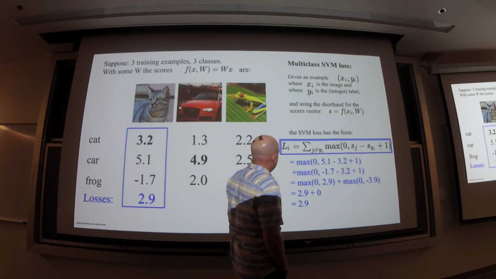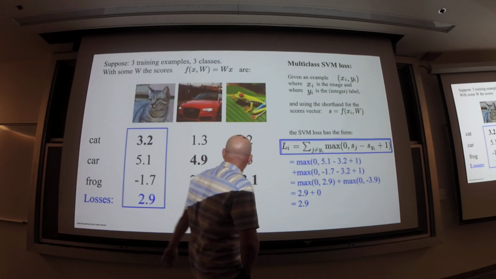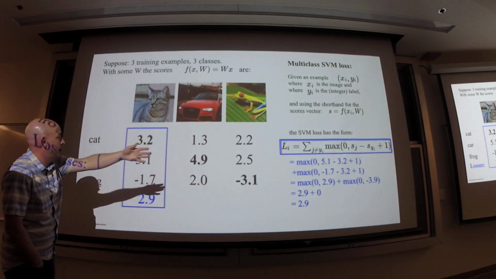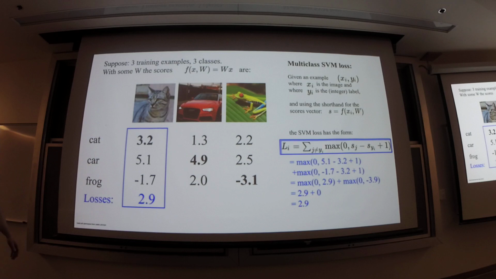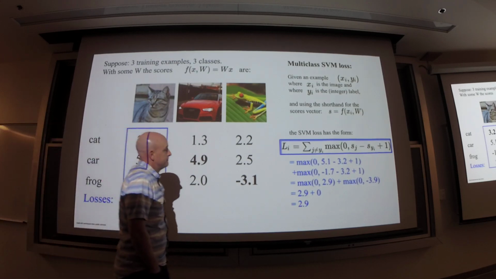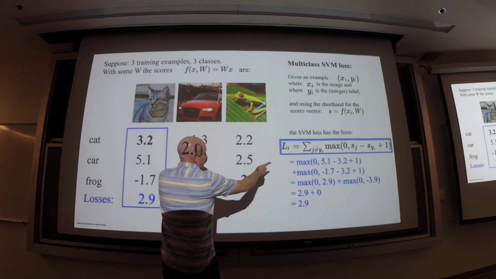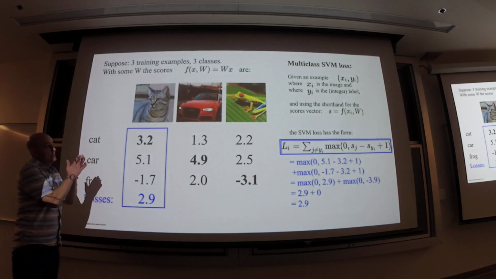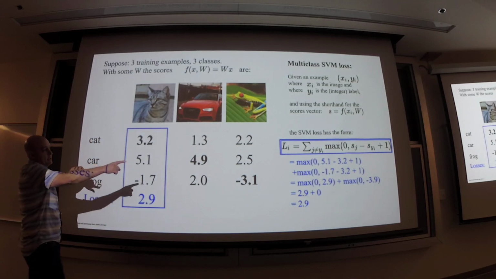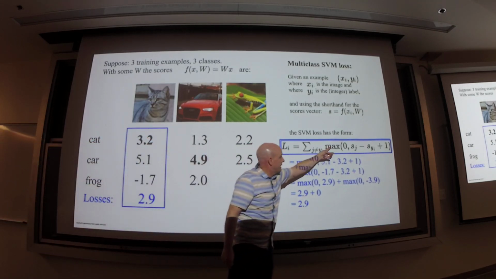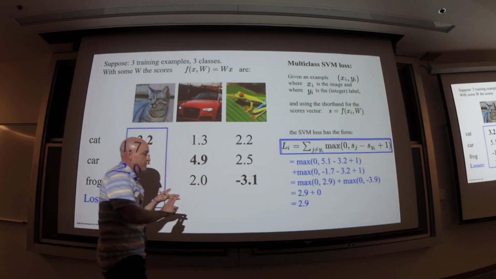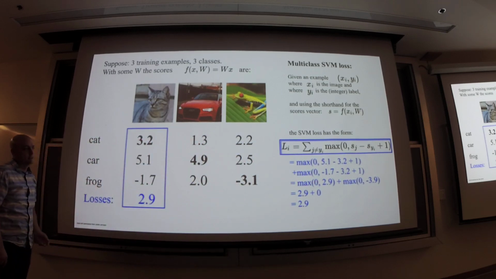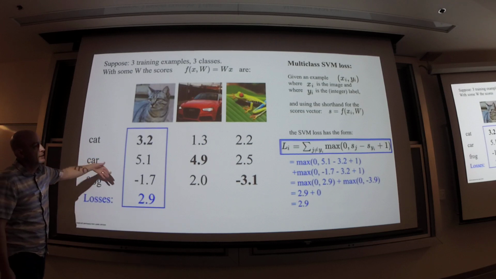We're going to do this for one of the data points here. We're going to calculate this L_i, so this is L1, the loss for the first image. So what do we do? The correct class for this first one is cat, so j is equal to 1. We only want to calculate this for j equals 2 and j equals 3, or j equals car, j equals frog. So let's look at j equals car.